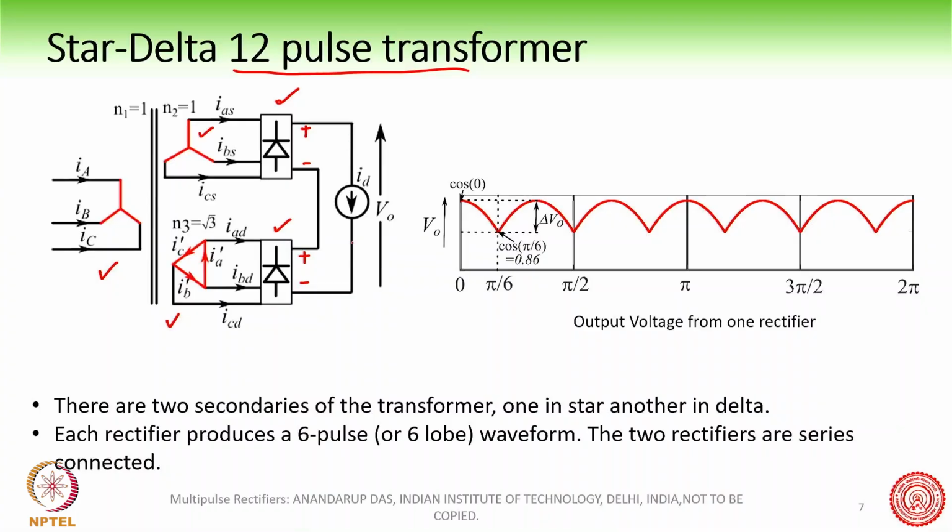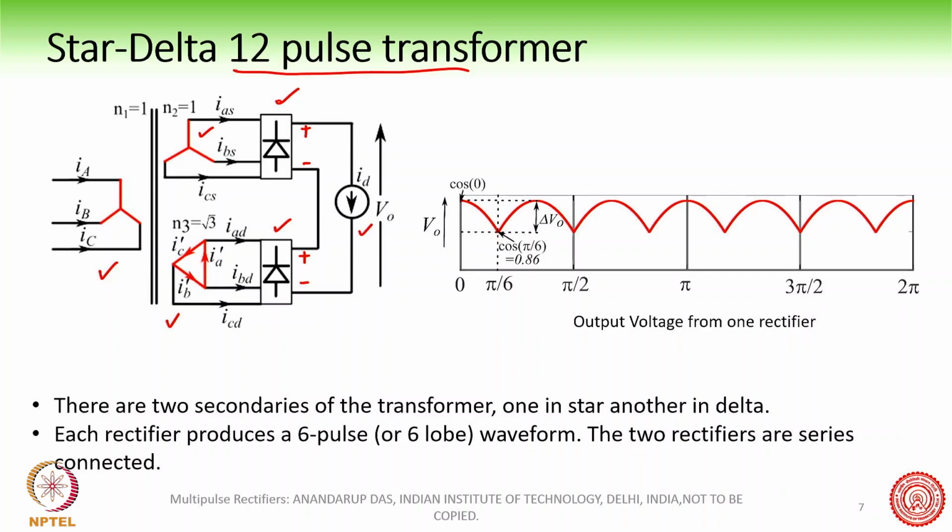the star delta 12 pulse transformer. This is the solution that we are going to study in detail today. So what is there in a 12 pulse transformer? As we see here, there is one primary, which is connected in star, and there are two secondaries of a transformer. One is in star and another one is in delta, right? So there is a star delta transformer at the secondary. These are connected to the two diode bridge rectifiers, and then their outputs are series connected, and then this output is fed into the load here.